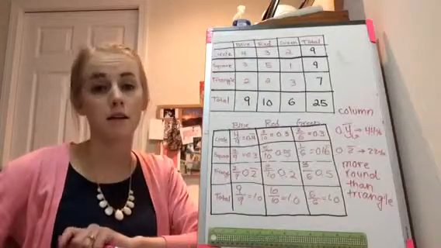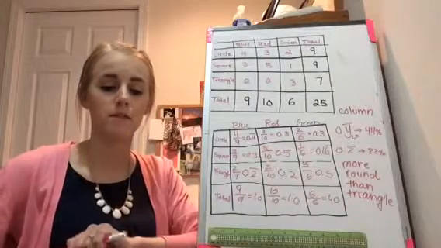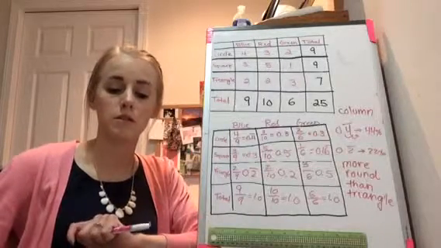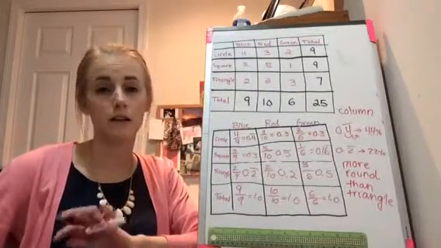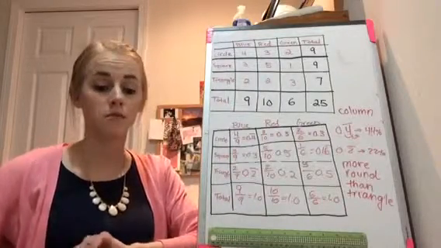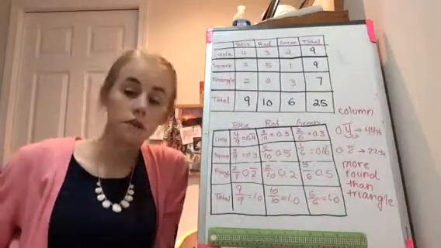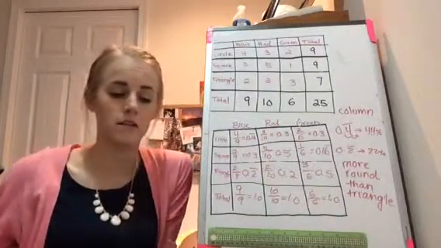Then we had to add up our columns. 6 plus 7 plus 4 is 17. 8 plus 3 plus 2 is 13. I apologize, we have to add up our rows. And then we wanted to see the totals of our totals. 14 plus 10 plus 6 is 30. So there was a total of 30 students who participated in the survey.